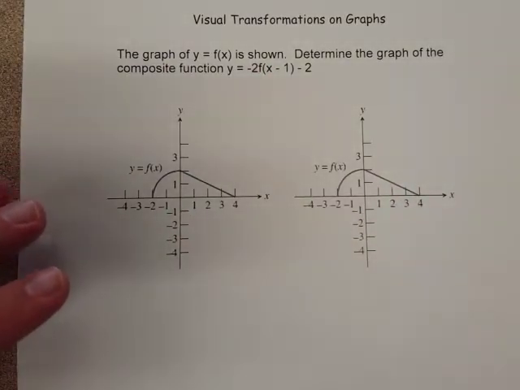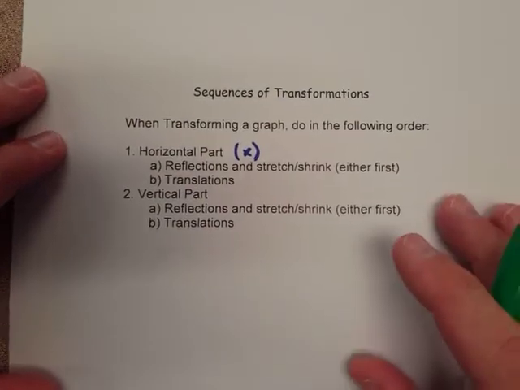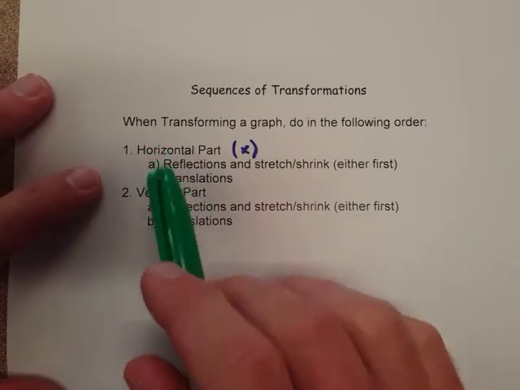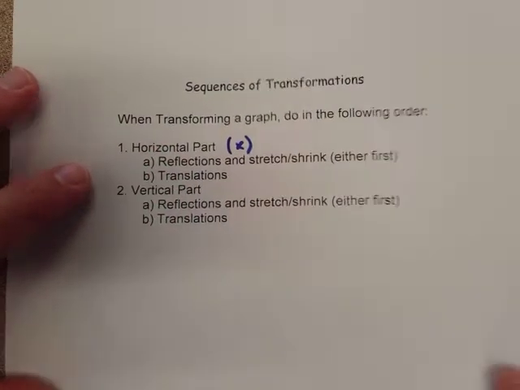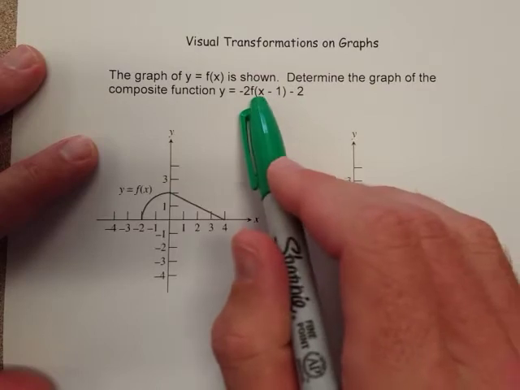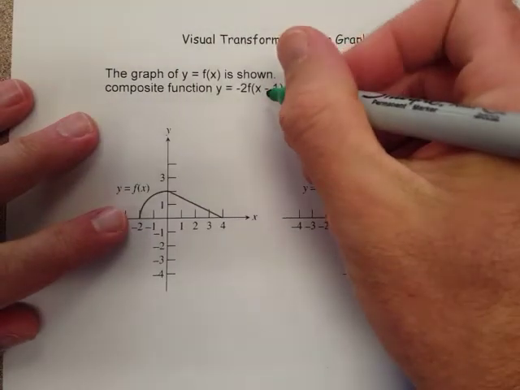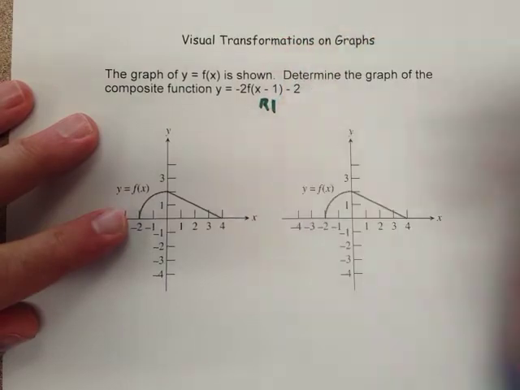Now the order in which we do transformations, as I mentioned in the last example, is going to be this. So we're going to start with horizontal, go to vertical second. So in this case, we have horizontal as all the stuff on the inside of the parentheses. Notice that we just have x minus 1. That's going to tell us that we're going to go to the right by 1.